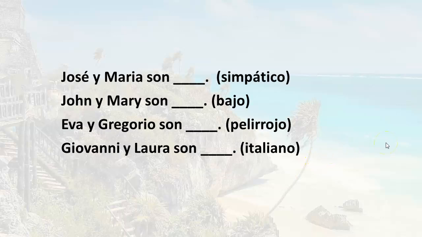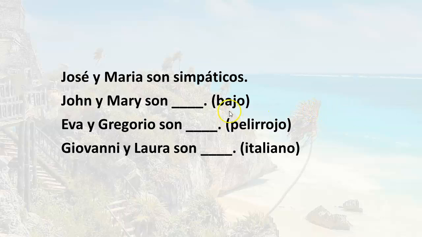Let's look at a few more examples here. If I wanted to say Jose and Maria are nice, I have my adjective simpático. It has to be plural, but I have two forms. I have simpáticos or simpáticas. Which one do you use? Because it's mixed genders here, we use the masculine plural as the default. That's just the grammatical rule. So I would say Jose y Maria son simpáticos.